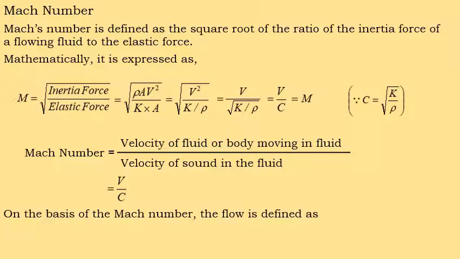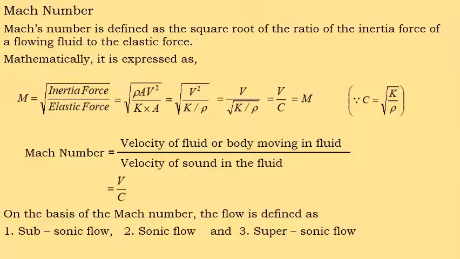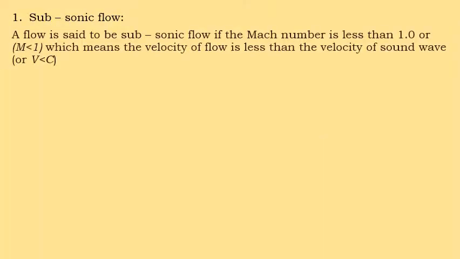On the basis of Mach number, the flow can be defined in three different manners. The first one is subsonic flow, the second one is sonic flow, and the third one is supersonic flow. The first one is subsonic flow. A flow is said to be subsonic if the Mach number is less than 1. We know that the Mach number is given by V by C. So when the Mach number is lesser than 1, such a flow is called subsonic flow. That means the velocity of flow is lesser than the velocity of the sound wave, that is, V is lesser than C.